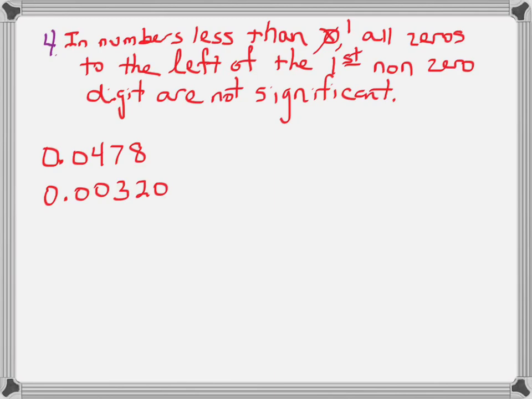Let's go through those again like we've done before, and let's start with our first rule, which was any non-zero digit is significant.